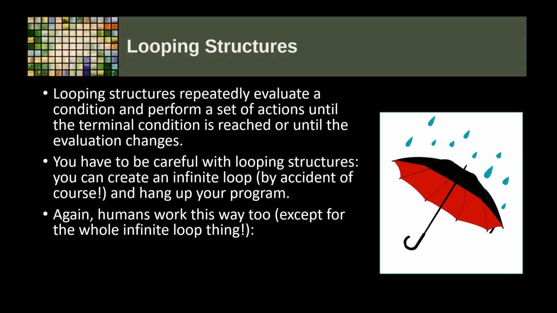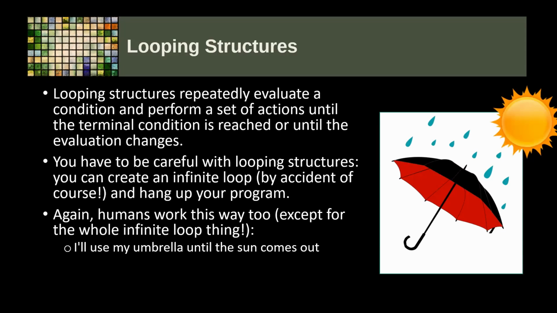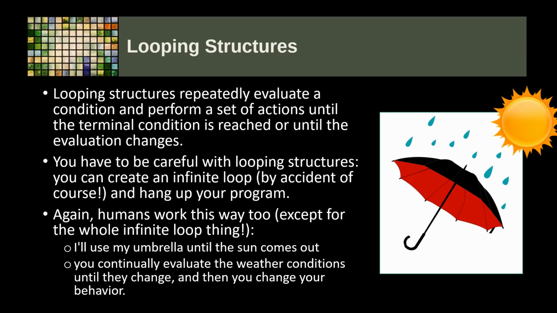So again, as humans, we do this too. We work this way too, except we don't probably do that infinite loop thing. In this case, it might be something like, I'll use my umbrella until the sun comes out. So you're continually evaluating the weather conditions around you until they change. And then when you detect that change, that's when you're changing your behavior. That's what a looping structure is, as opposed to a conditional structure, right?